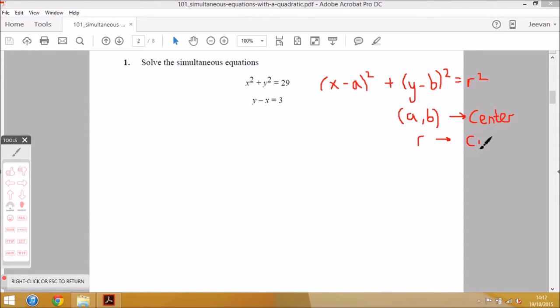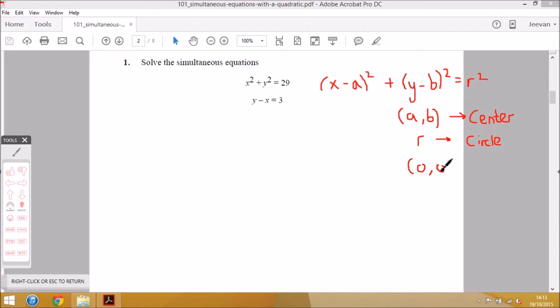Okay, so if you compare it with our example here, we don't actually have an a or a b value. Well, a and b in this case would obviously be 0, because then we don't have any brackets. The brackets will disappear and we'll just be left with x squared plus y squared is equal to 29. So in this particular example, this circle is centered at the origin, (0, 0).